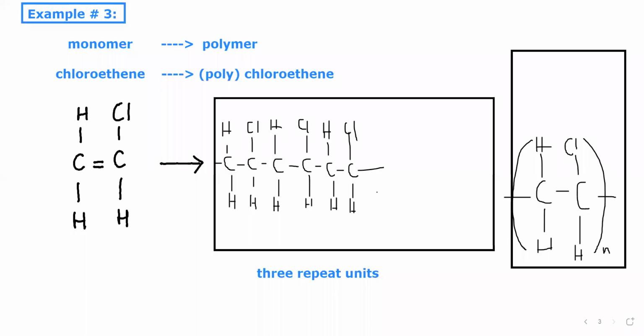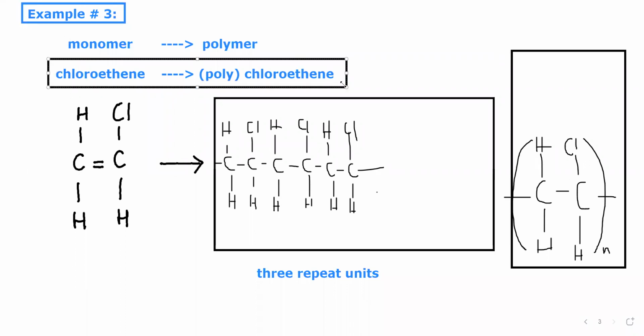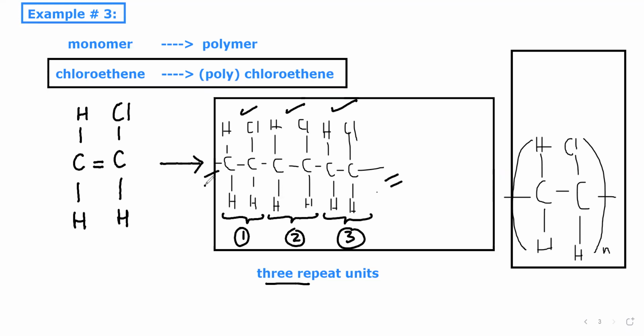So here, yes, we have example number 3 from chloroethene to polychloroethene. And yes, correct. We have drawn 3 repeating units. This is the first one. This is the second one. And then here we have the third one. So in the exam, if they specify 3 repeating units or 2 repeating units, we will go accordingly, making sure there is continuation of bond since it is a polymer.